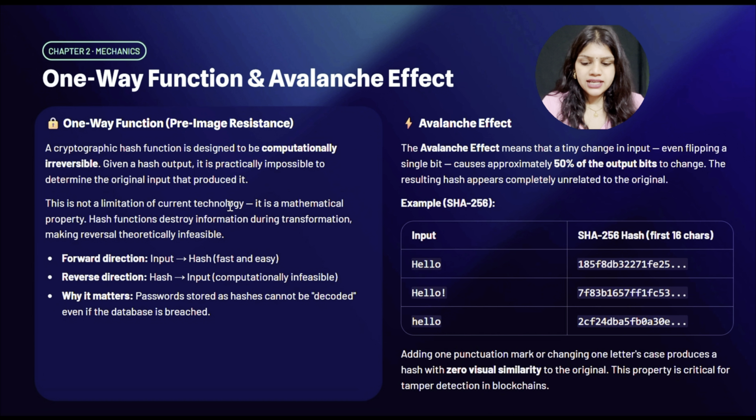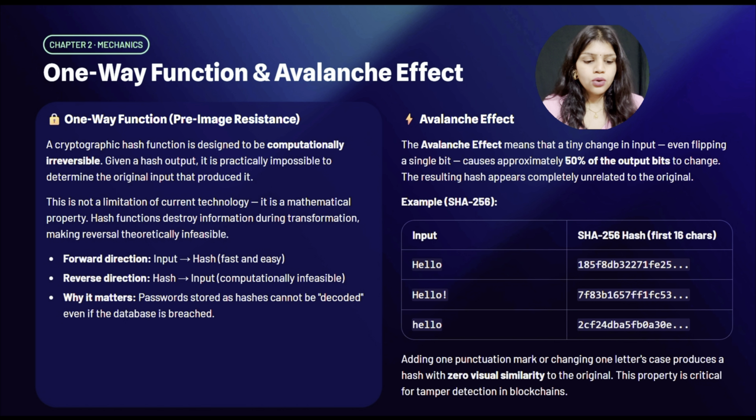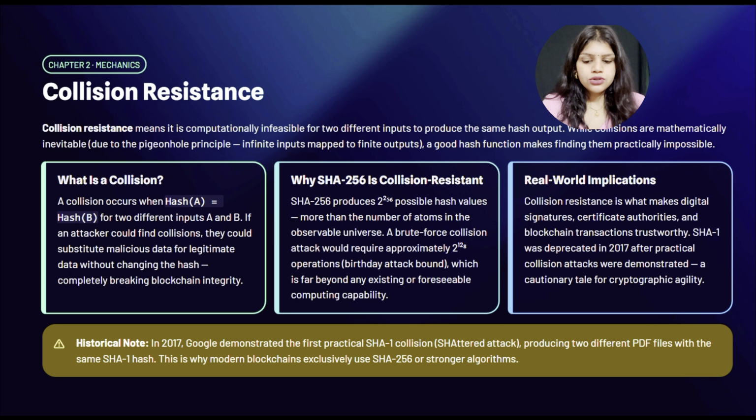One way hash, as I just told you: in the forward direction, input to hash, that's it. The reverse direction can't happen. Avalanche effect, as I mentioned: here you can see hello, and the change in the bits is huge. Even a tiny change in the input flips the whole hash value. Collision resistance. So what is a collision? A collision occurs when the hash of A equals the hash of B, that is, two different inputs have the same hash value.